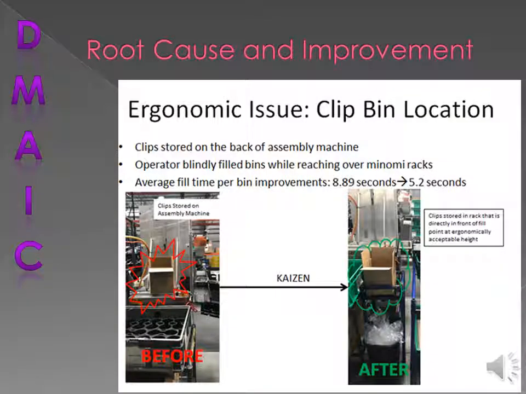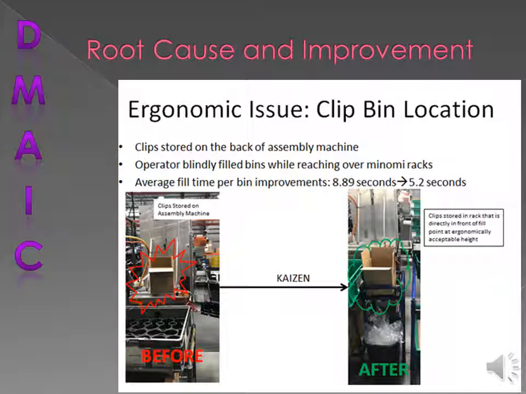And the final root cause that I identified was actually kind of an ergonomic issue. So as you can see in the before picture, this clip bin was being stored on the rear of the assembly machine, which as a standard you're not supposed to be storing anything on assembly machines because it's a safety hazard. But as the clips were coming from the outshoot, the utility operator was kind of having to reach over this assembly machine to refill the clip bins and then put it back into the in-chute for the operator. So it's kind of a blind load, and it was taking about 8.89 seconds to fill one bin.